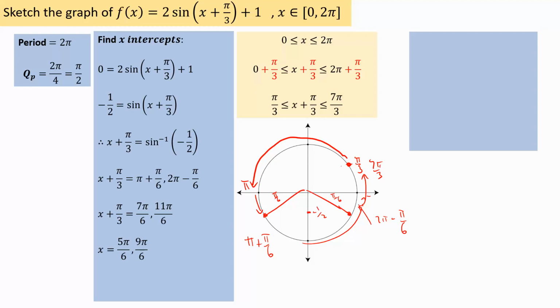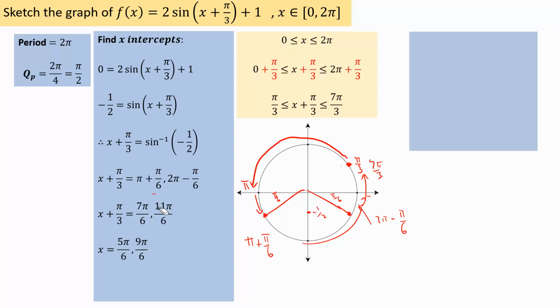Instead of saying minus pi on 3 for each one, I can just say 2 pi on 6. That's the same thing. So subtract 2 pi. Yeah? Now I've got my x-intercepts. I got 5 pi on 6, and I got 9 pi on 6. Done. Those are the only 2 solutions that work between 0 and 2 pi.